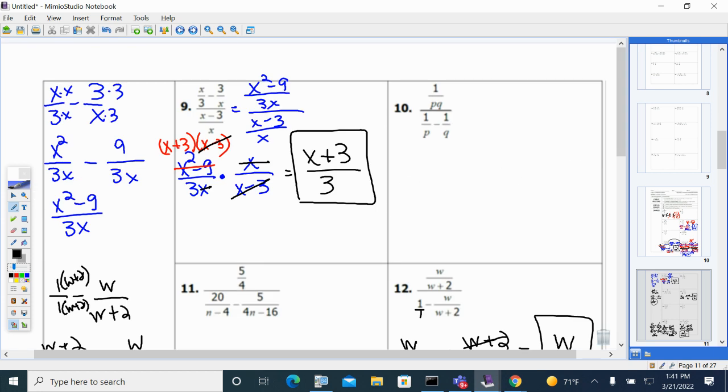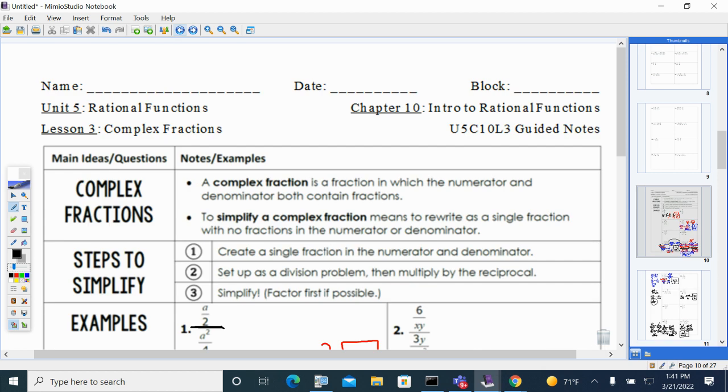So there are your notes on complex fractions for lesson number 3.